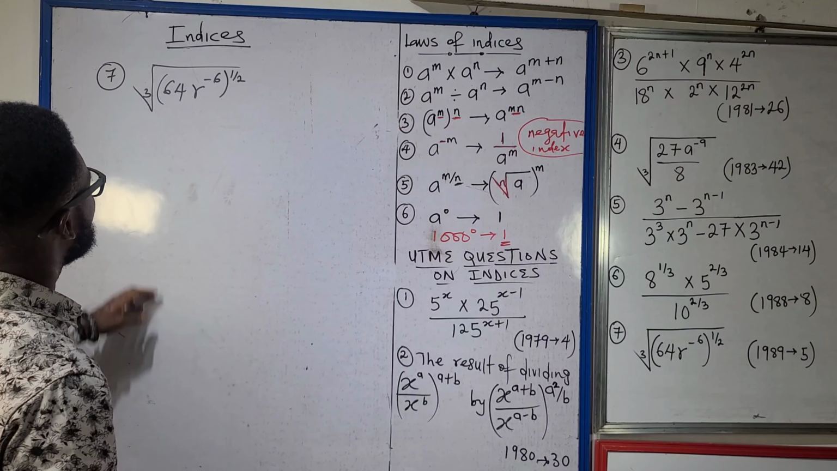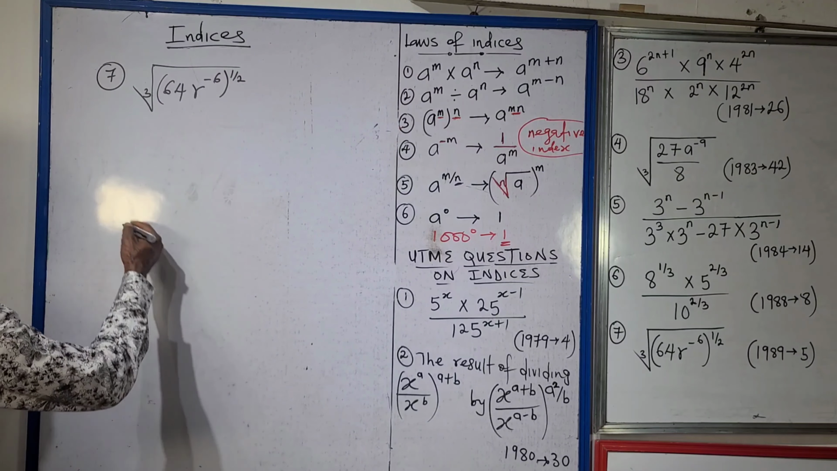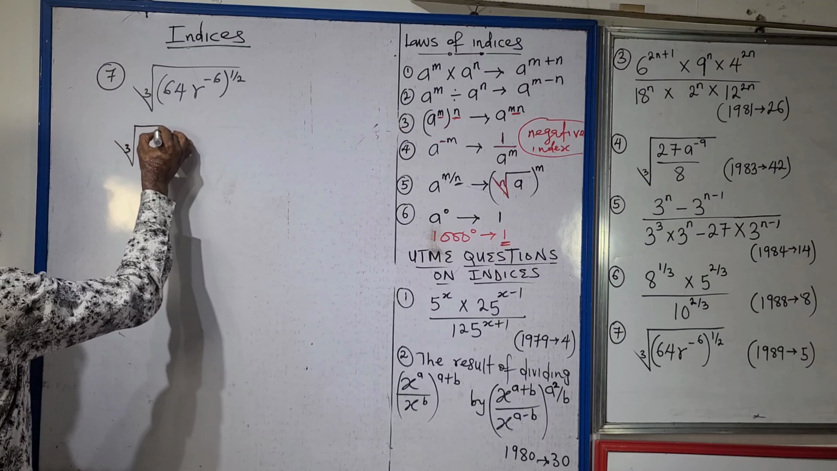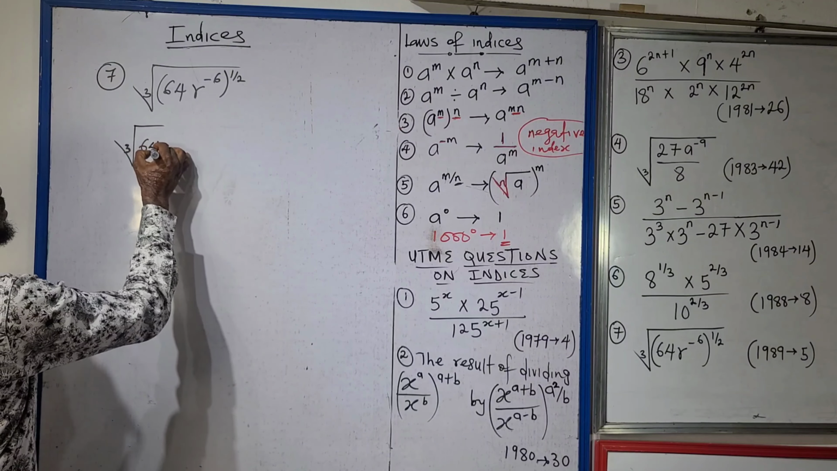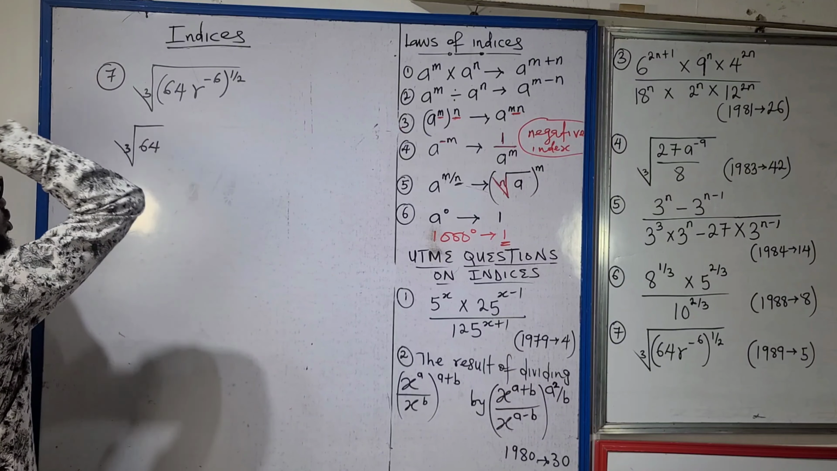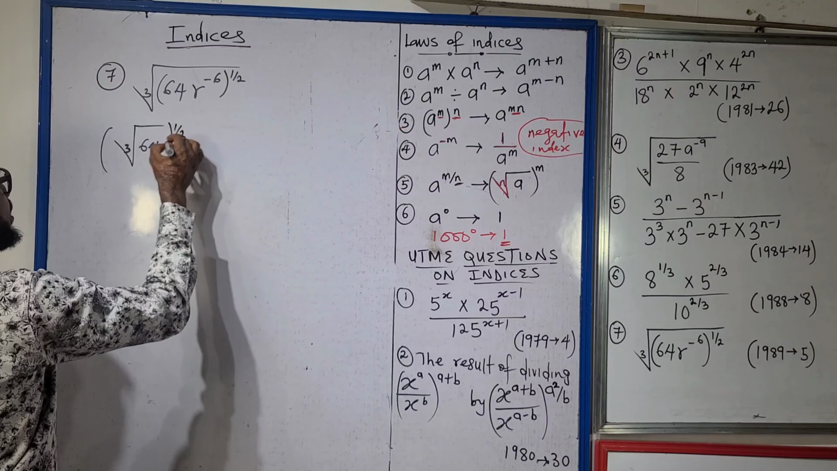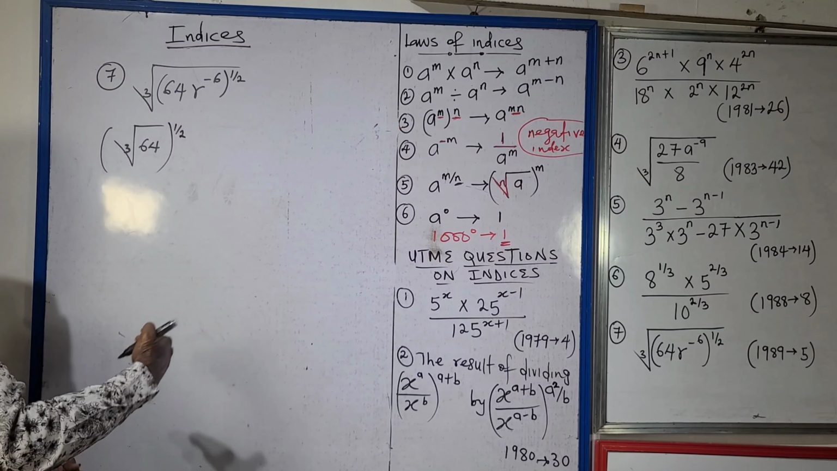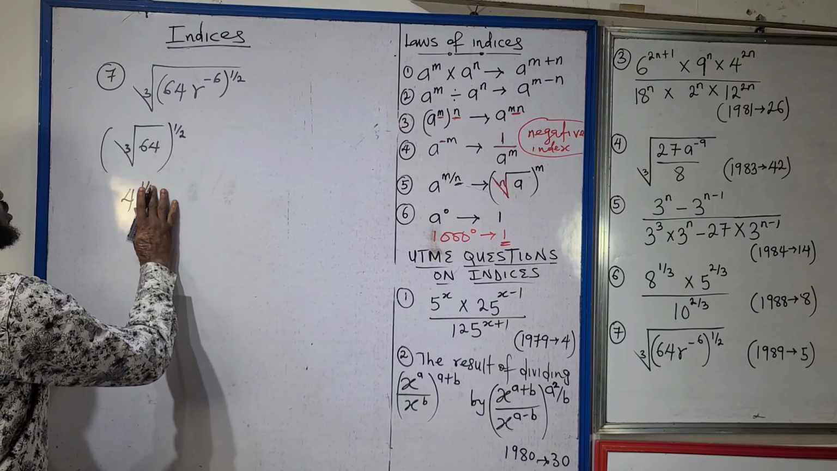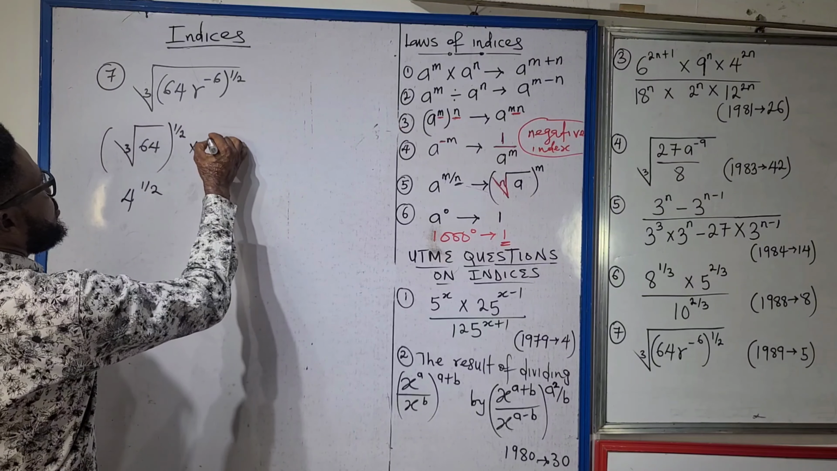We have cube root of 64r raised to power minus 6. So the best thing is to just separate things. Okay, cube root of 64. Meanwhile, of course, we have a 1 over 2 here, raised to power 1 over 2. Cube root of 64, that's 4 times 4 times 4. So that's 4 raised to power 1 over 2, times r raised to power cube.